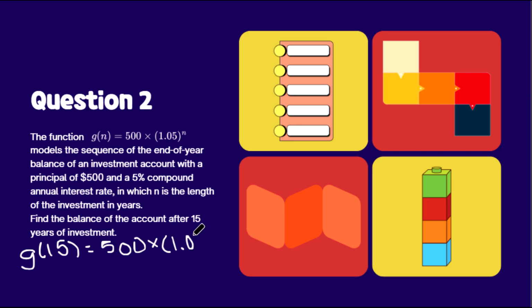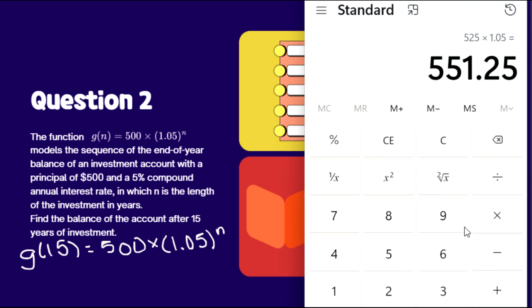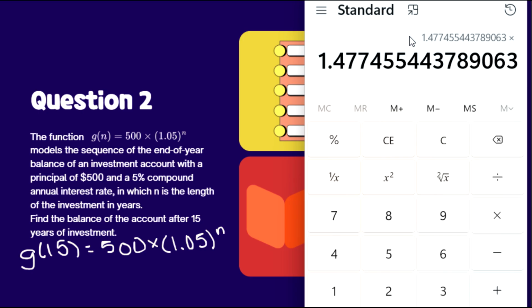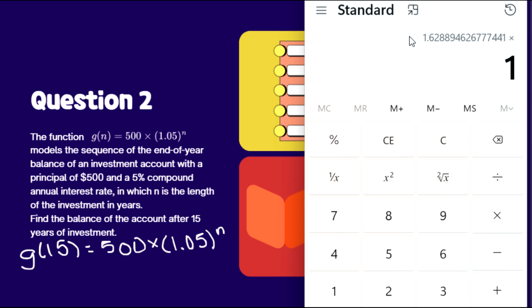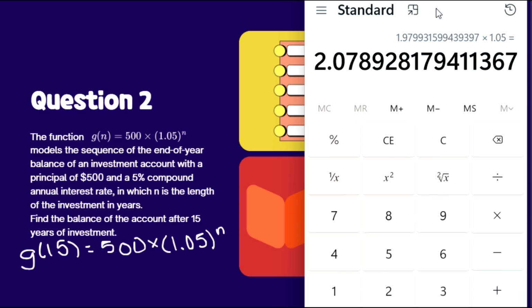So 1.05 raised to the power of n. Now I know that most calculators have the ability to raise things to a power, but I don't know how to do it on this one, so I'm just doing it the hard way. Here's 1, 2, 3, 4, 5, 6, 7, 8, 9, 10, 11, 12, 13, 14, 15. Okay, we've got this big, long number now.